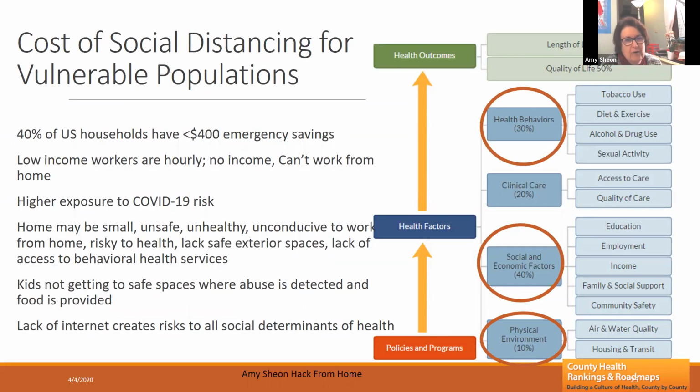So now when you think about social distancing for COVID-19, you can see why it's so challenging for people who have poor social determinants of health. The average 40% of US households have fewer than $400 of emergency savings available, which means that they are up a creek without a paddle if they lose that hourly job.